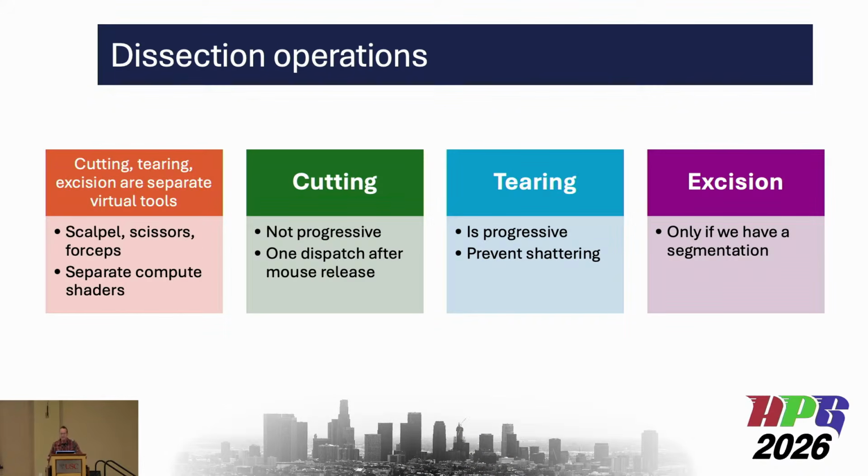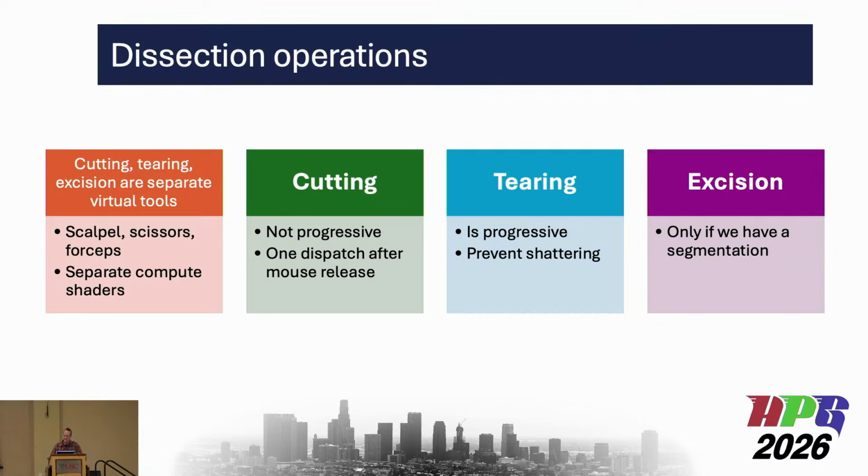Dissection operations happen outside the compute and render loop in response to user interactions. Progressive here means continuously computed frame by frame. Cutting is not progressive. It's only computed in a single dispatch after the mouse button is released. Tearing, on the other hand, is progressive.